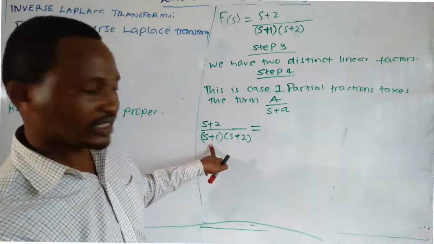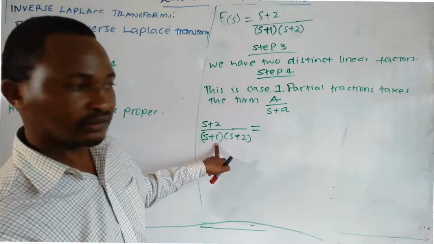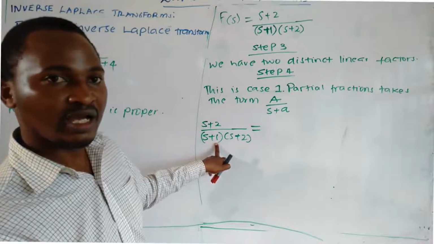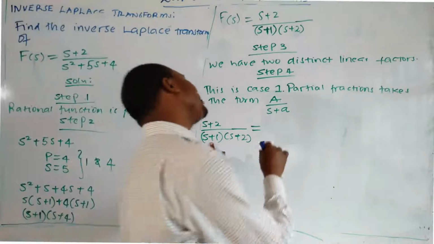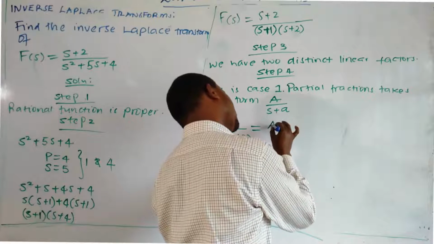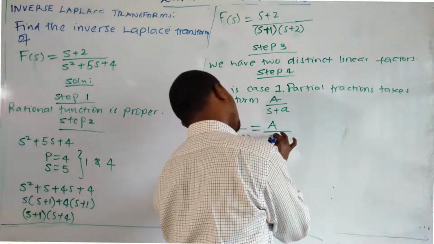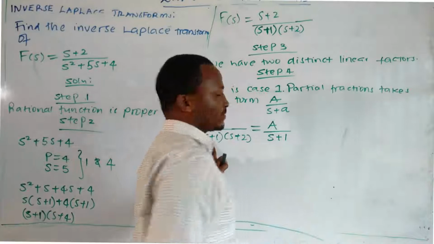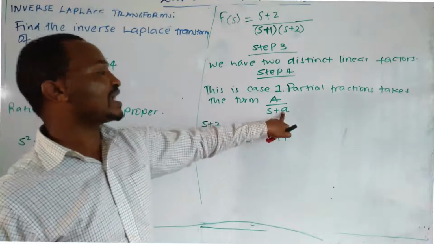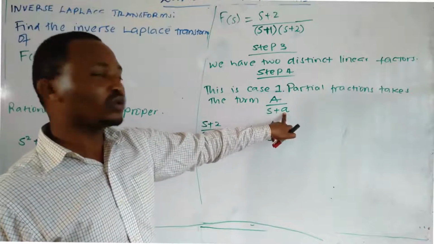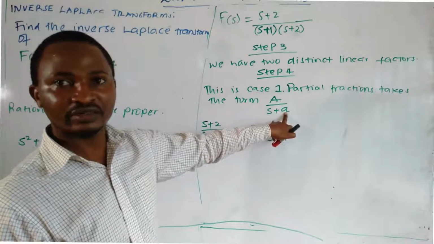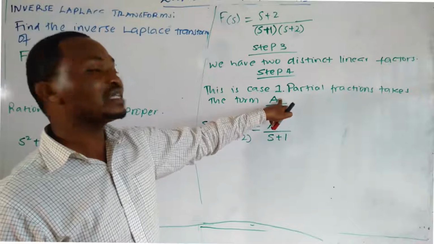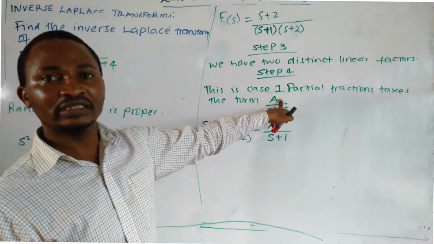We take the first factor, which is s plus 1. It is linear and is distinct from this one. So we take the first factor and say it is a constant A over the first factor, s plus 1. You see, this is just a general formula. We didn't know this small a will be 1. That's why we are just using a general formula, but A is yet to be determined. We have to determine it.